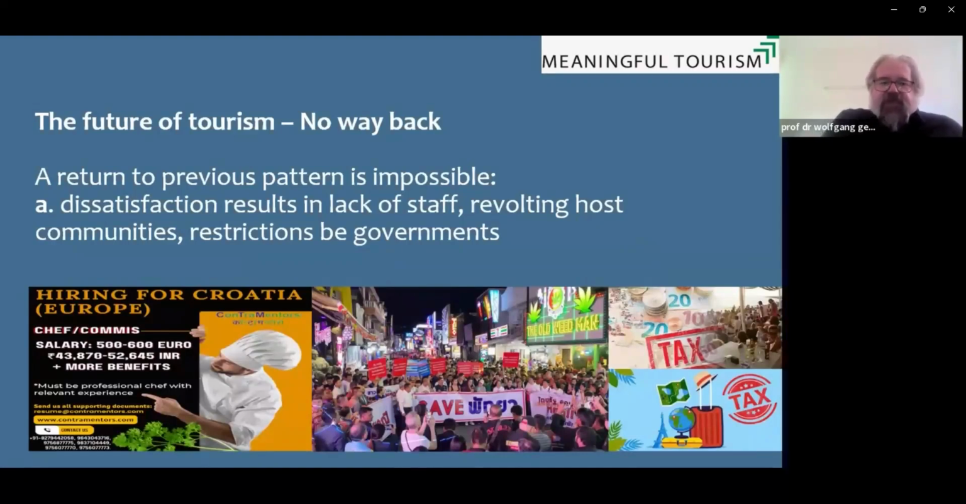First of all, there is dissatisfaction with what was happening before the pandemic. And we can see that almost all over the world, there's a lack of staff, so that even though the customers are back, the staff is not back. There have been revolting host communities arguing that over-tourism is too far developed, or in this photo here, Pattaya, saying, well, we don't want to be seen as a brothel for the world. And also we see governments more and more coming up with the idea, oh, we can tax foreign visitors because they're not our voters. So there's a lot of results of tourism not being seen as the good guys anymore.